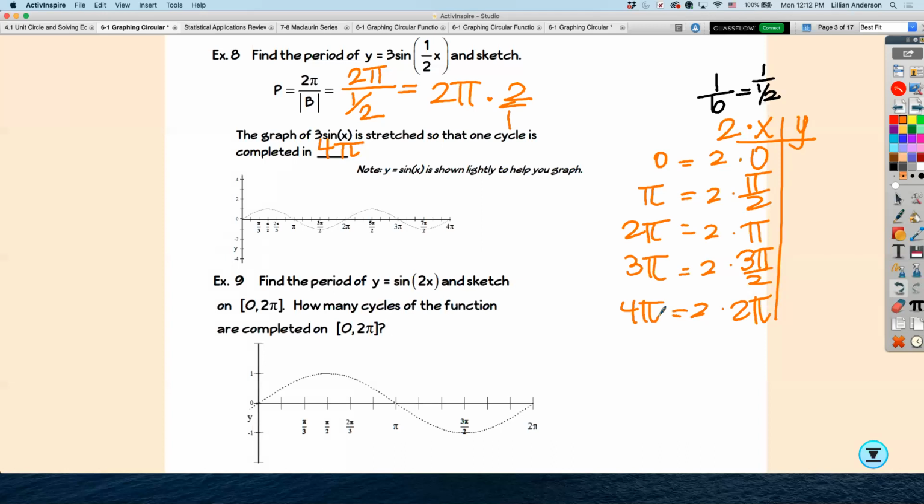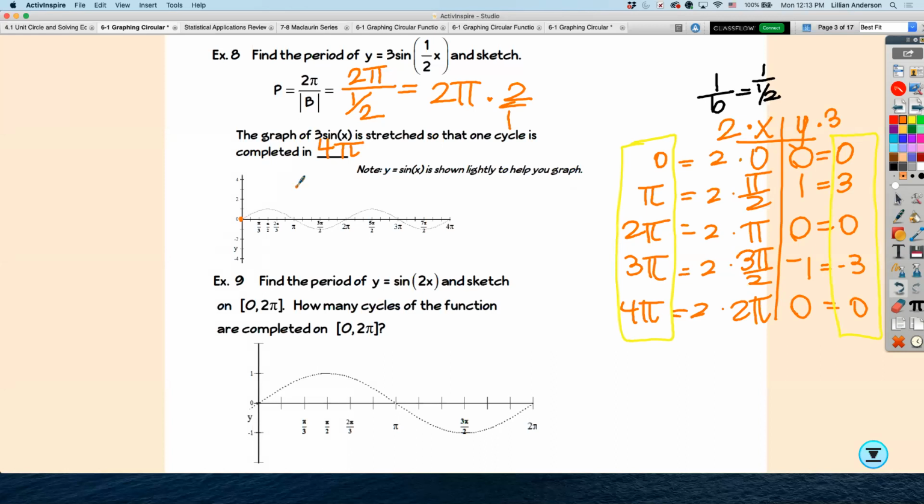Did everybody catch that? Yes, ma'am. Okay. My y values, because I'm trying to graph the actual full graph here. How does that 3 affect my y's? Exactly. So that's going to give me 0, 3, 0, -3, and 0. So these are the points that I am plotting to get 3 sine 1/2 x. So I'm at 0, 0 still, pi 3, 2 pi 0, 3 pi -3, and 4 pi 0. It completes one full cycle in 4 pi radians.